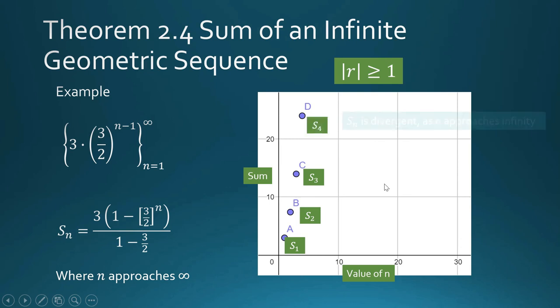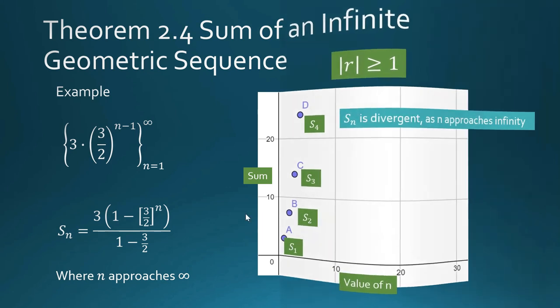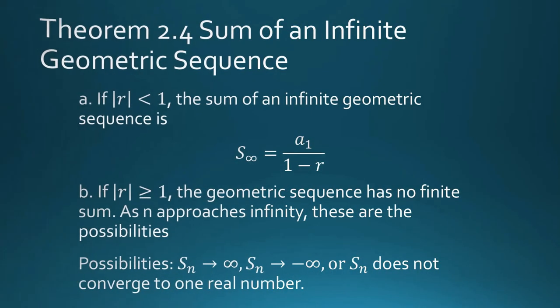So we have a word for this. Sn, the sequence of partial sums, is divergent. It does not approach a particular real number. This happens when the absolute value of the common ratio is greater than or equal to 1.